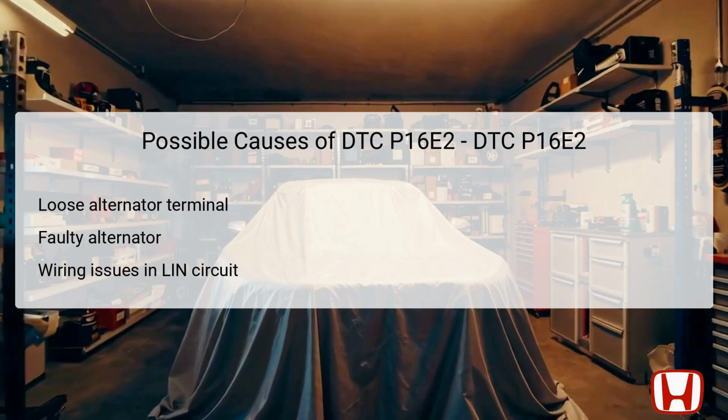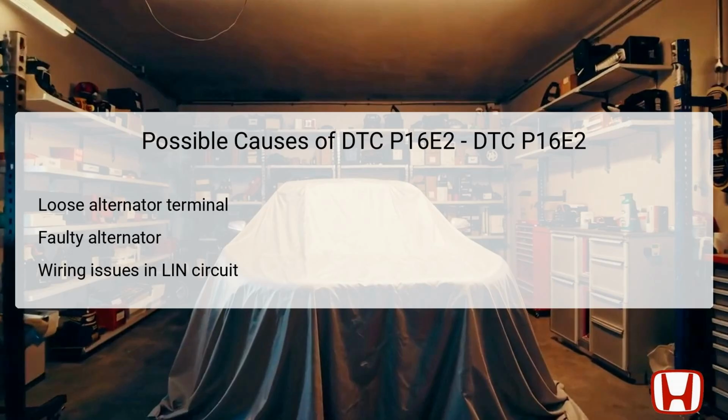Several causes can lead to the occurrence of DTC P16E2. The primary suspect is often a loose terminal connection at the alternator, specifically the ACG plus B terminal. If this terminal is not secured properly, it can result in communication errors being detected by the PCM. Additionally, a faulty alternator itself may fail to send correct signals, which will also cause DTC P16E2 to be triggered.